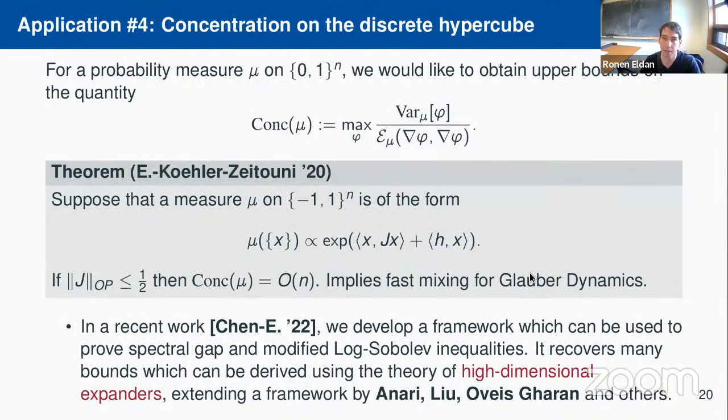Finally, there are some applications to sufficient conditions for concentration on the discrete hypercube. So we can define a concentration coefficient in a similar way to what we had in Rn. And you can use this method to derive several sufficient conditions, which in turn imply fast mixing for Markov chains, which help us sample from these measures.